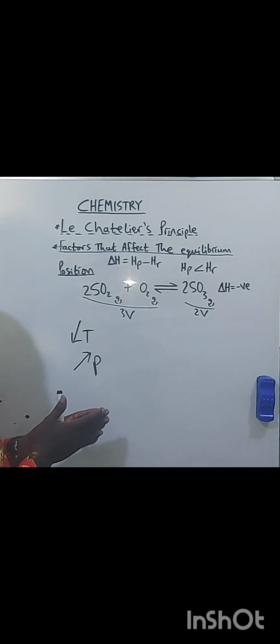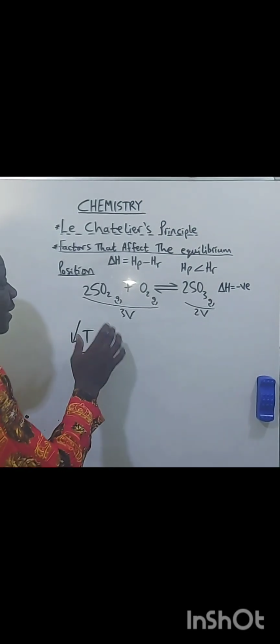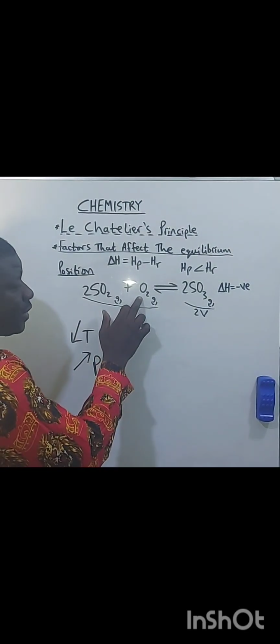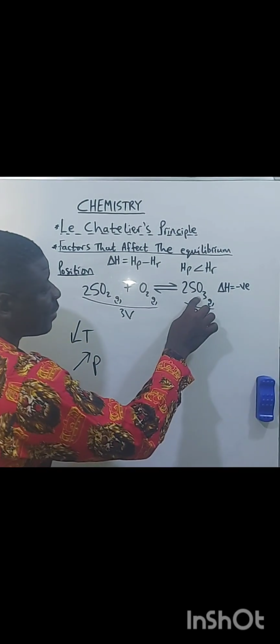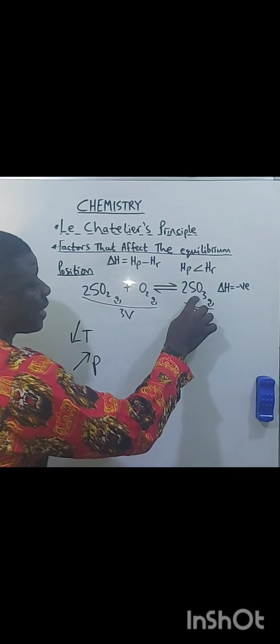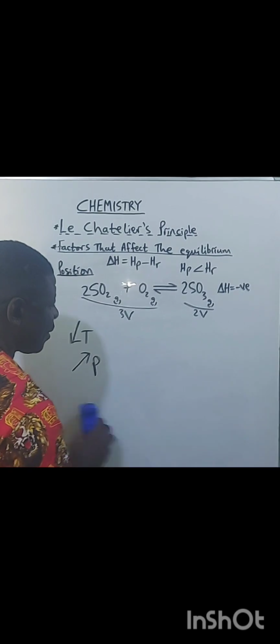Then for concentration, an increase in the concentration of either sulfur 4 oxide or oxygen shifts the equilibrium position to the right. Even a decrease in the concentration of sulfur 6 oxide will also shift the equilibrium position to the right, and vice versa. Then let's consider this other reaction.